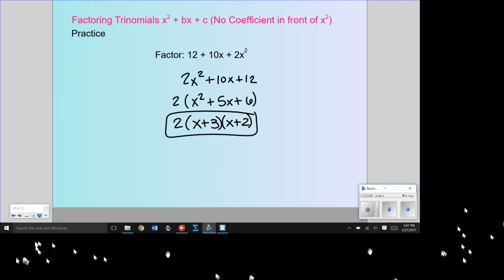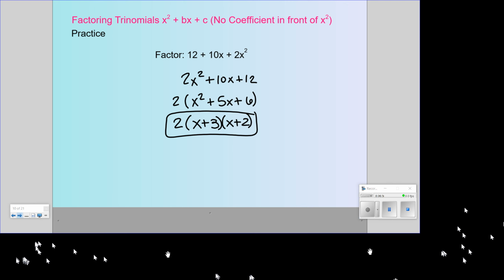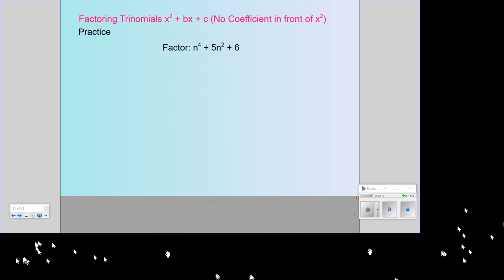Okay, so I did get it to unfreeze and rework this problem so you can visually see what the answer should look like. Okay, we've got a couple more practice problems. I wanted to show you this one really quickly, just because the exponent is a little bit different than what we were seeing on the others. So we still need factors of 6 that add up to positive 5.